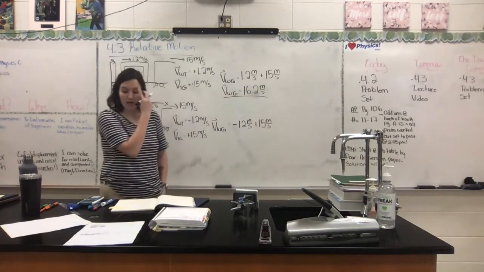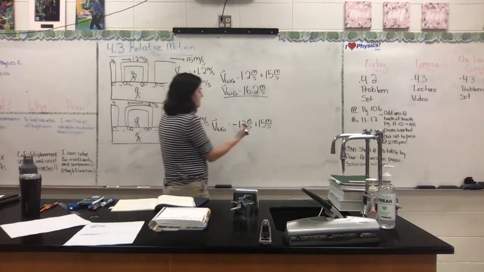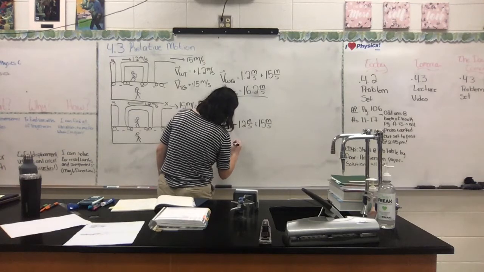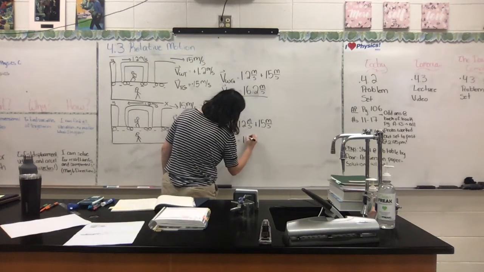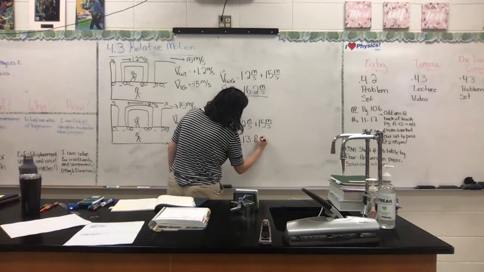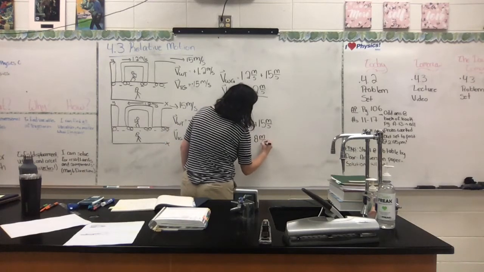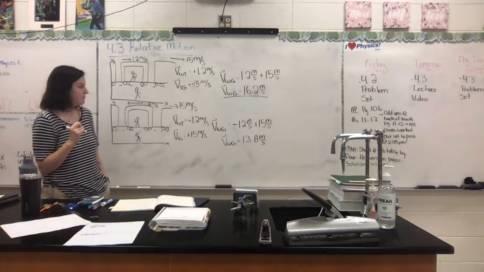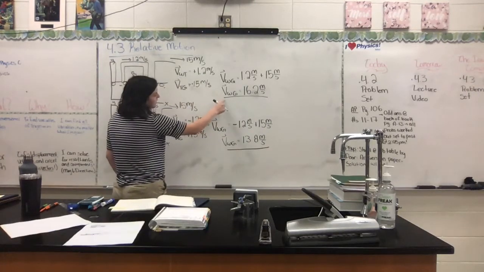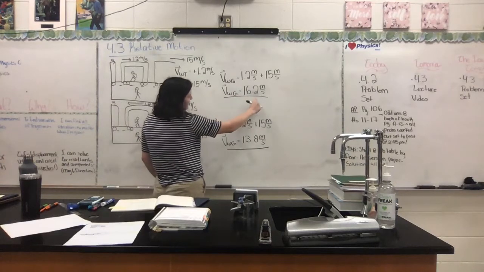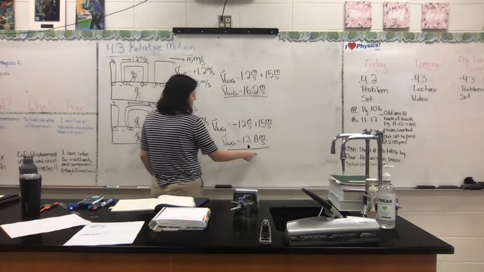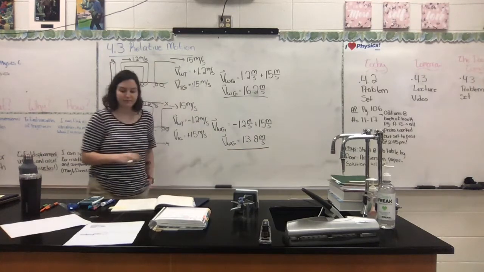And for the next one, it's going to be a positive 13.8 meters per second. Okay? So we have the velocity of the worker to the ground of this first scenario at 16.2 meters per second, and the velocity of the worker to the ground in this scenario at 13.8 meters per second.